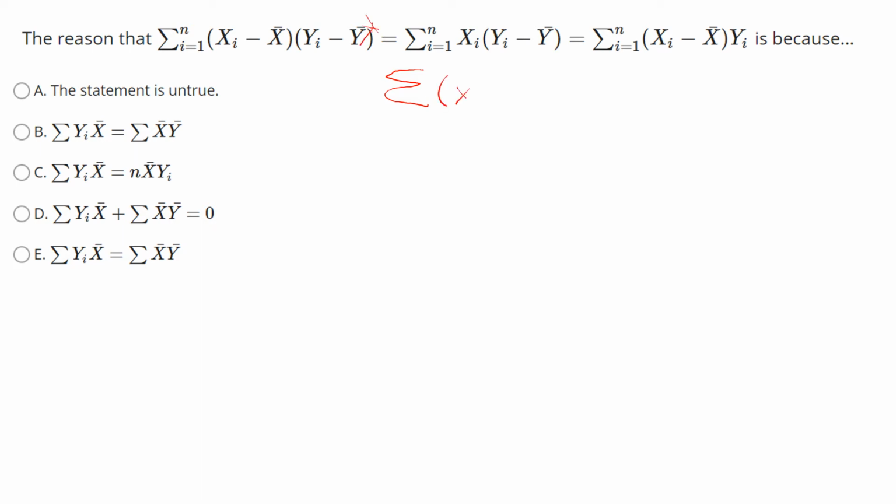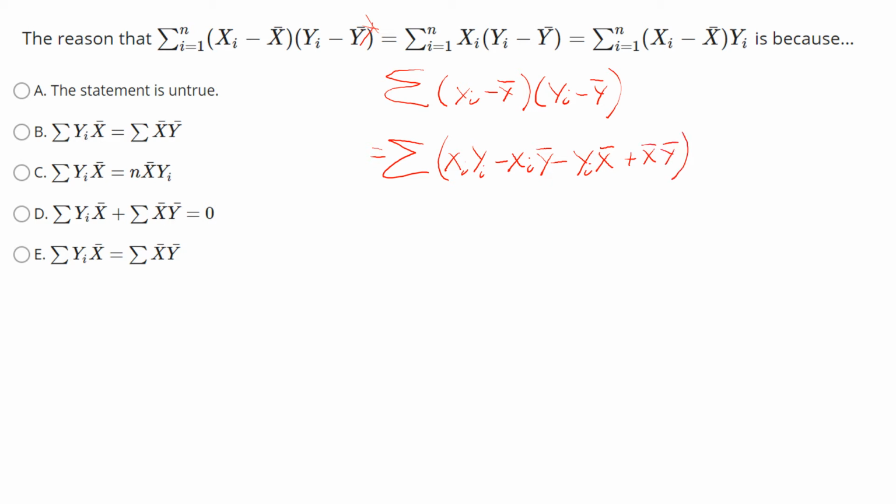Let's say xi minus x bar times yi minus y bar equals xi times yi, just multiplying out the two brackets, minus xi y bar, minus yi x bar, plus x bar y bar.